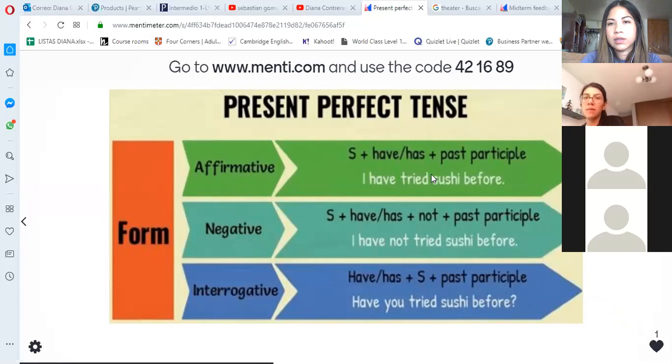Para las terceras personas. Excellent. Yes. When you use he, she, it, we use has. That is the slight change. I have, you have, he has, she has, it has. And then we need the verb in past participle.